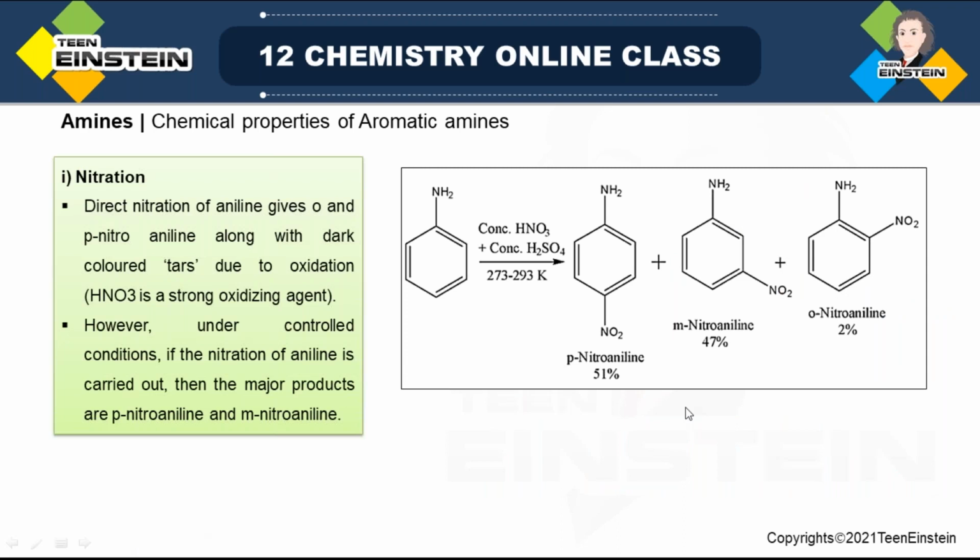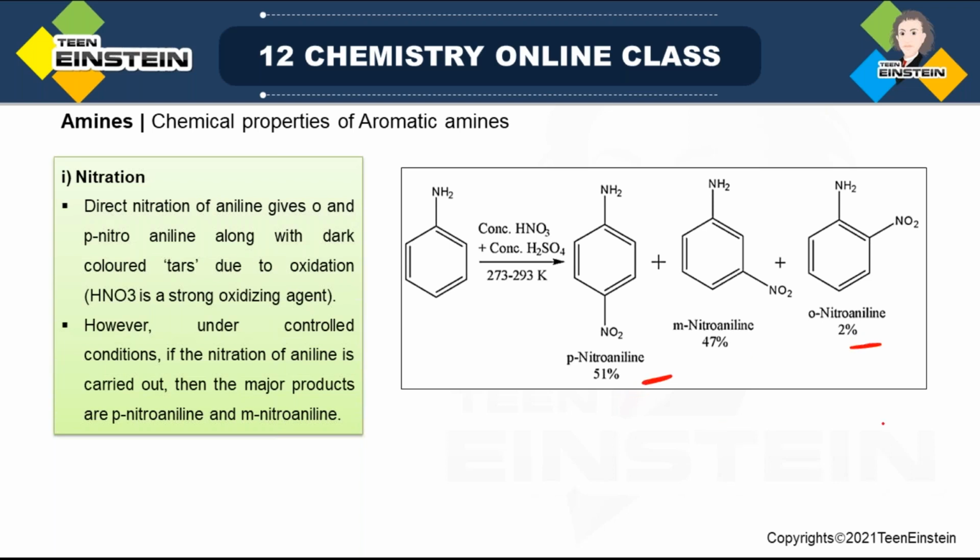So in nitration, we get these 3 types of products, ortho, meta, para, that we have already seen in the last class. Among these, para is the major, 51%, then meta is the second major, 47%, and ortho has a very low yield, because of the steric factor. And as NH2 is ortho-para orienting, we should expect only these two.